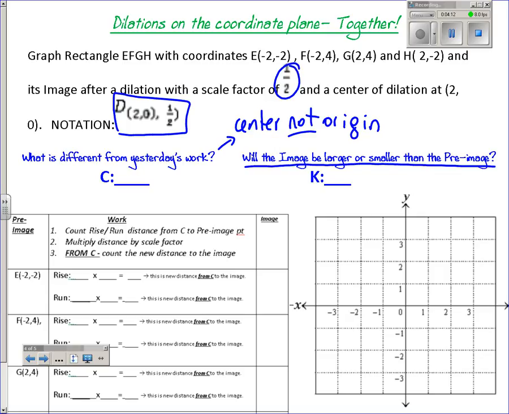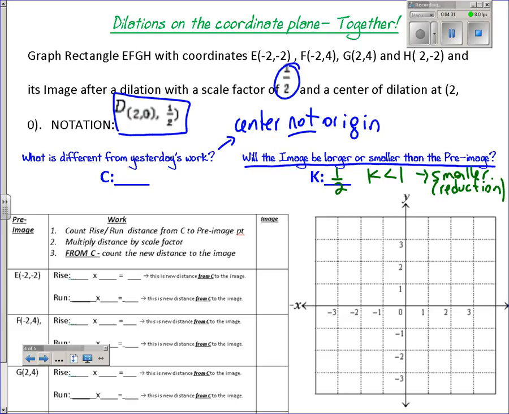Well, let's look at K. K we said was 1/2, right? 1/2 is less than 1. So that means that I know before graphing it that my image is going to be smaller than the pre-image. There's going to be a reduction, in other words. Okay, it's going to be a reduction here.